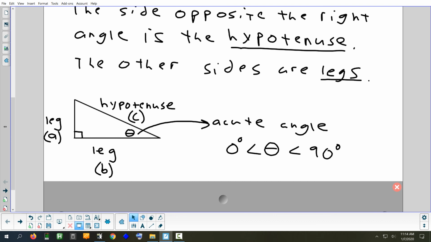Now, when we label sides in a triangle, we use English alphabet letters. The most common ones are A, B, C. A and B are the legs. C is the hypotenuse. Now, that angle that I've labeled here with the Greek letter theta, and I have an arrow, I'm saying that that angle is always between 0 and 90. So is this angle up at the top.